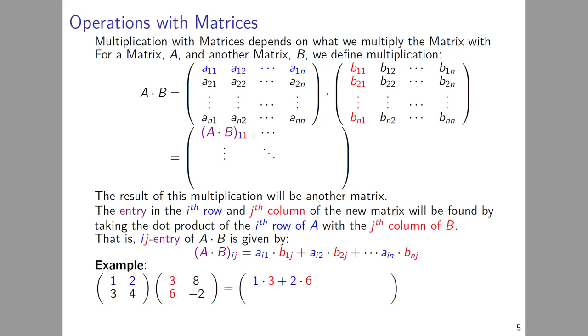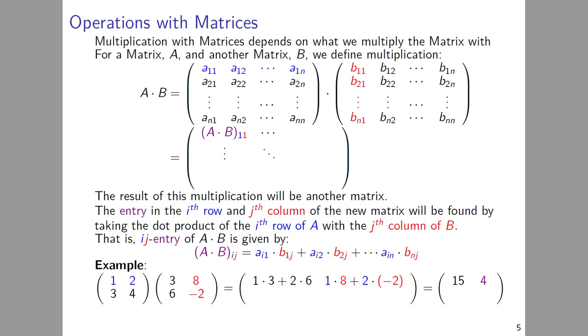To find the first entry of our new matrix, we'll take the dot product of the first row of A with the first column of B, which is (1, 2) dotted with (3, 6), giving 1 times 3 plus 2 times 6, which simplifies to 3 plus 12, or 15. To find the next entry, we'll do (1, 2) dotted with (8, -2), which gives 1 times 8 plus 2 times -2, which simplifies to 8 minus 4, which is 4.